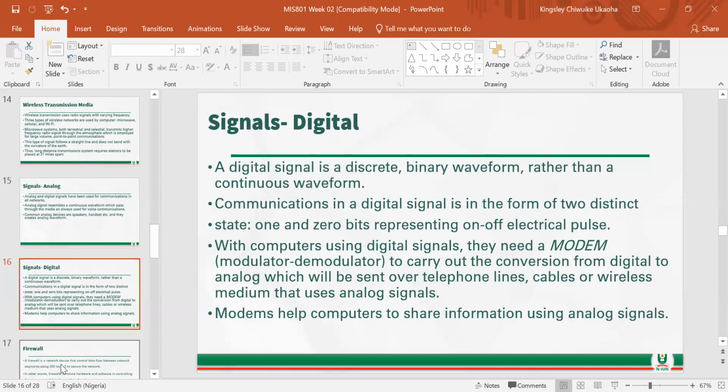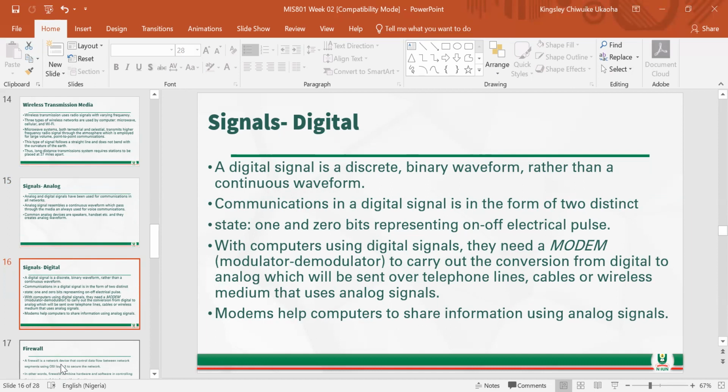A digital system is a discrete binary waveform rather than a continuous waveform. Communication in a digital signal is in the form of two distinct states, 1 and 0 bits, representing on and off. So anytime the electrical pulses on the computer go on, that is 1. When they go off, that is 0.